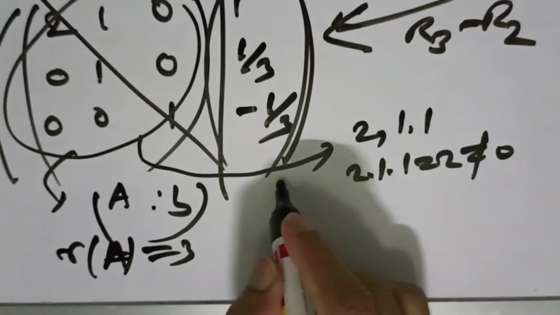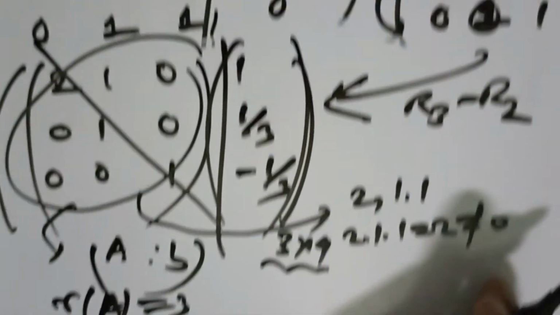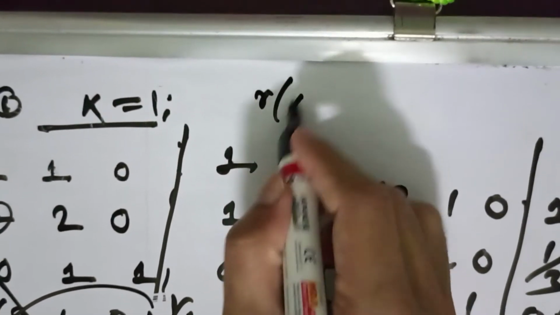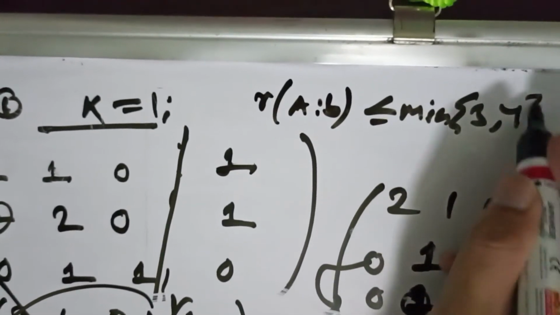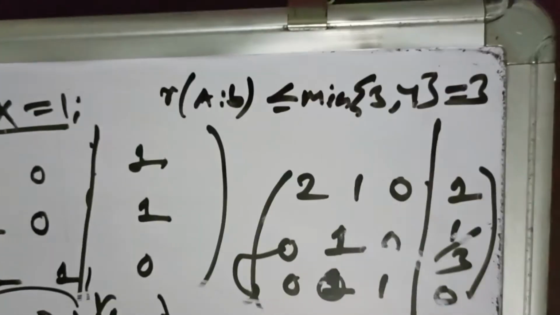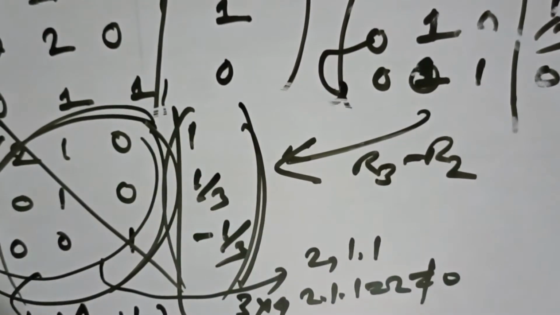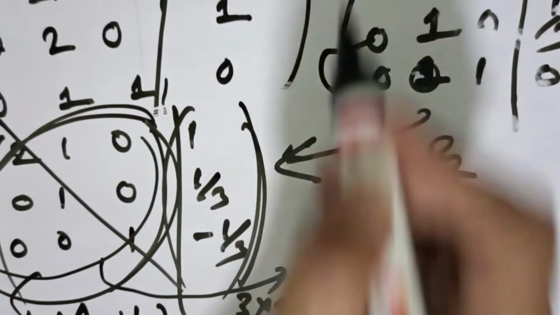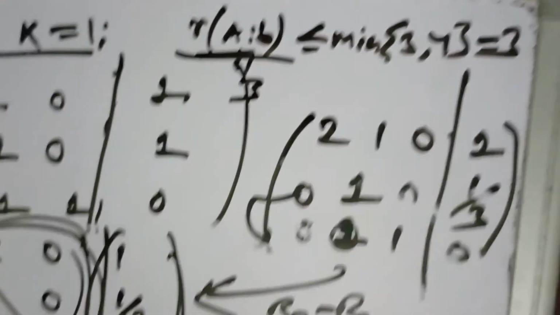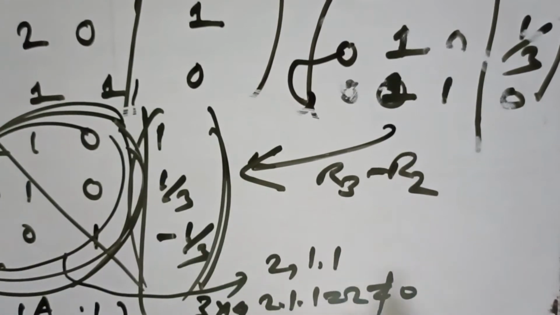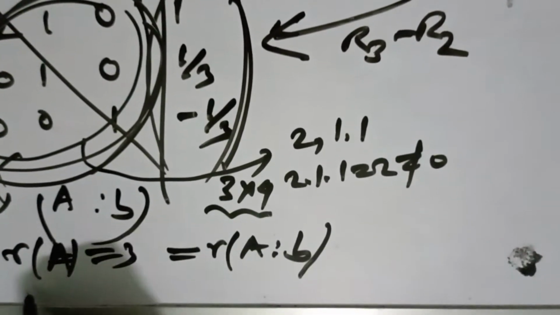Now the augmented matrix is a 3 cross 4 matrix. Its rank will be less than or equal to the minimum of 3 and 4, so less than or equal to 3. But since the matrix A itself has rank 3, the rank of AB is also 3. So the rank of the augmented matrix is 3, and you can say rank of A equals rank of the augmented matrix.